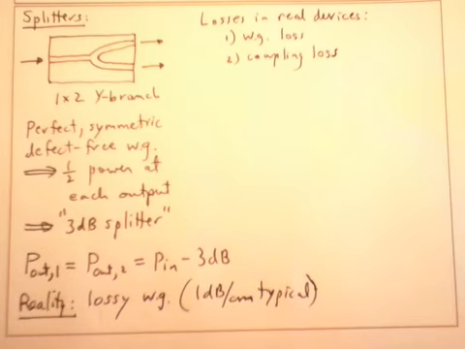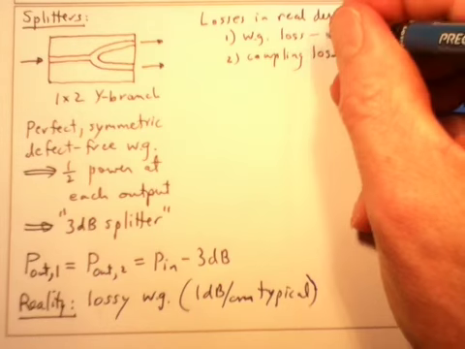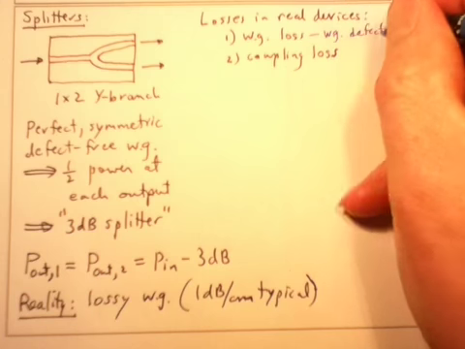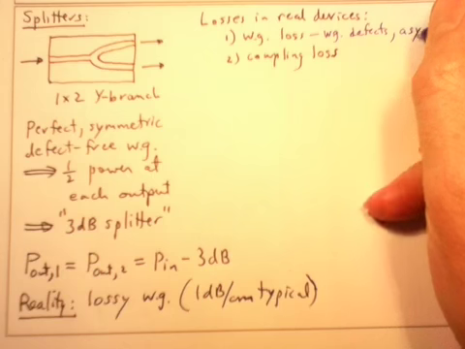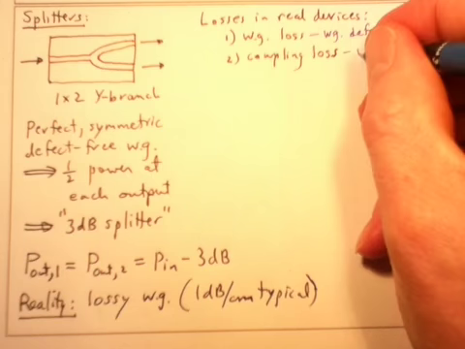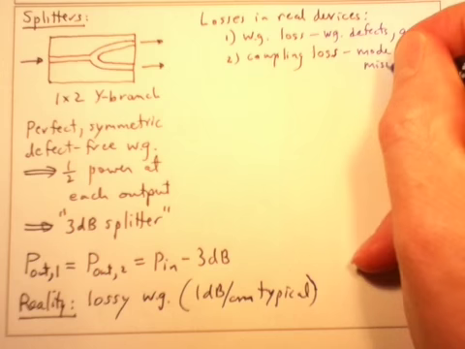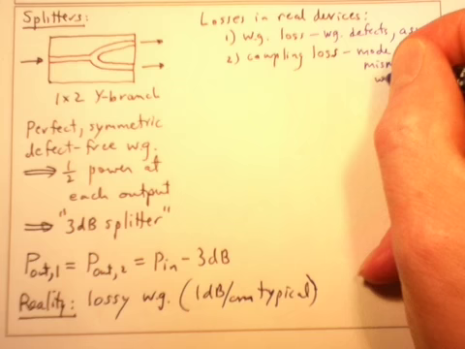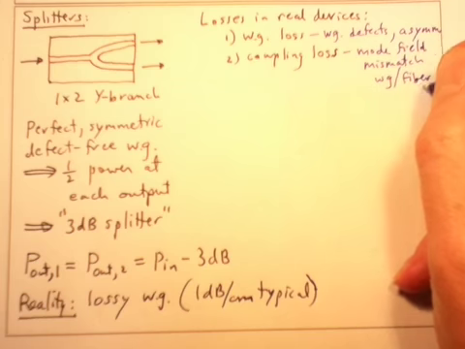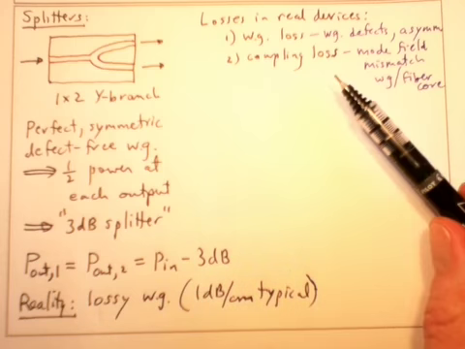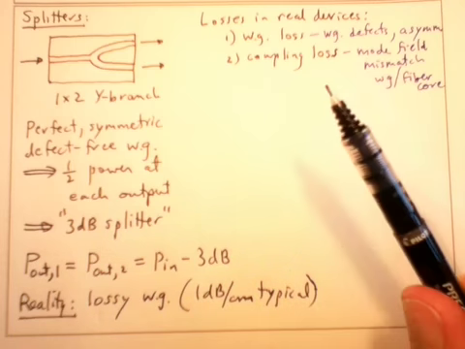So waveguide loss is due to waveguide defects and asymmetries. Coupling loss is due to mode field mismatch from waveguide to fiber core. Okay, and so these all affect the performance of splitters.